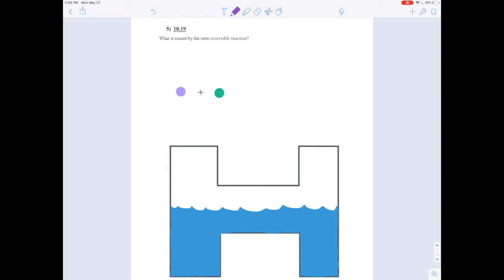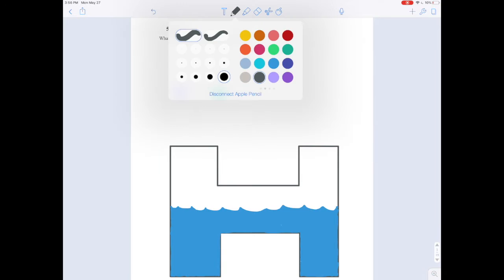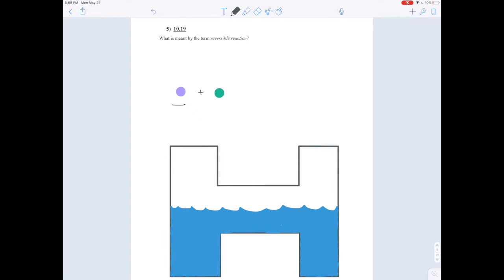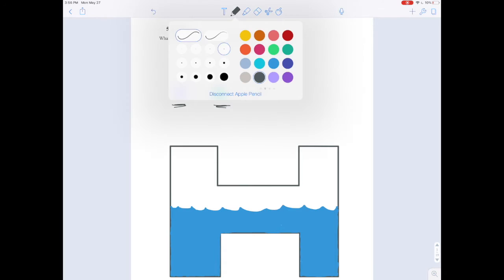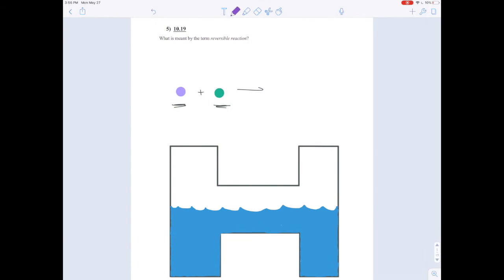Chapter 10, Exercise 5 is asking you what is meant by the term reversible reaction. We're used to seeing a reaction where you can take one molecule and add another one, and then a kaboom happens, and something could happen like, for example, the two can stick together. So you'll have those two, but they'll be together. And so that was part of the reaction.